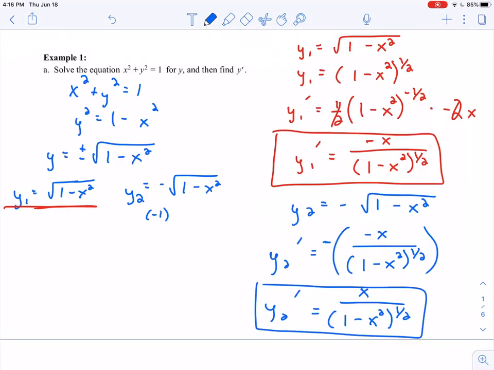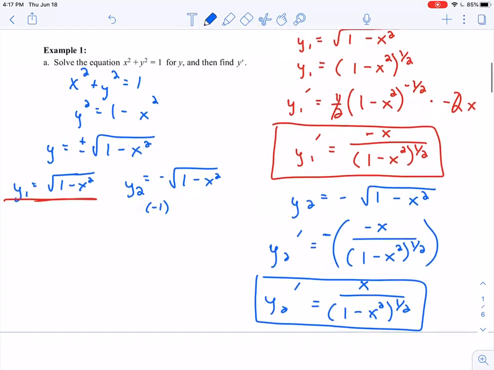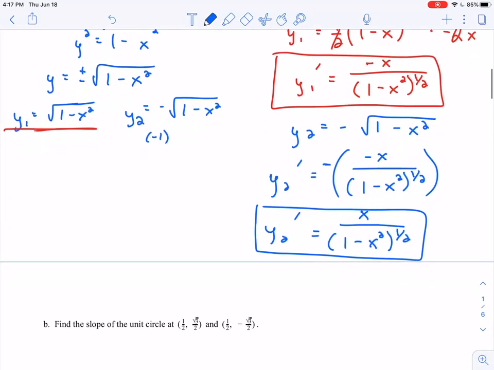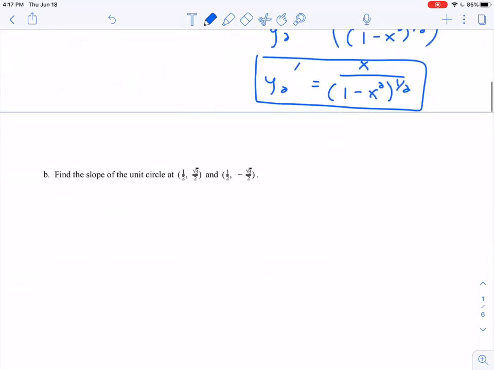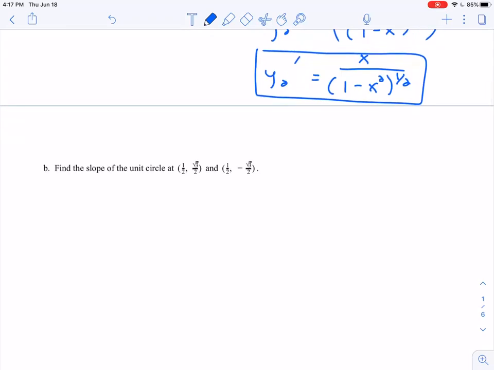So, okay, it wasn't easy. It was still pretty tricky, right? Because we ended up with these two functions. We had to use the chain rule. It was a pretty difficult problem, I would say. I want to do a little bit more with it, though. So suppose I wanted to find the slope of the unit circle at 1/2 comma square root 3 over 2 and 1/2 comma negative square root of 3 over 2.